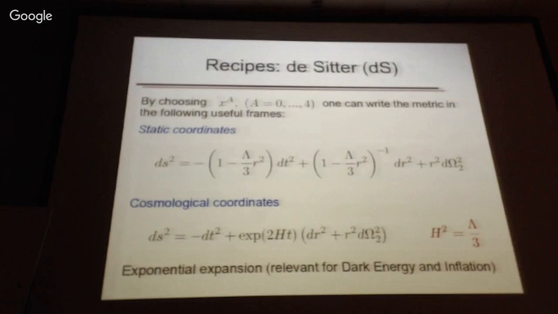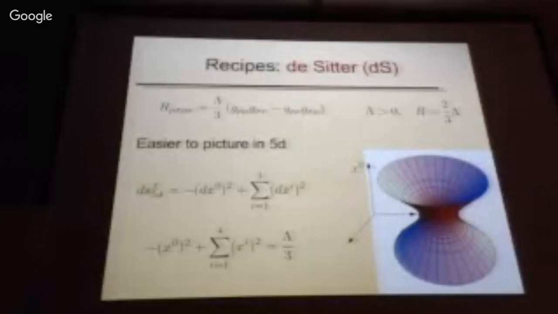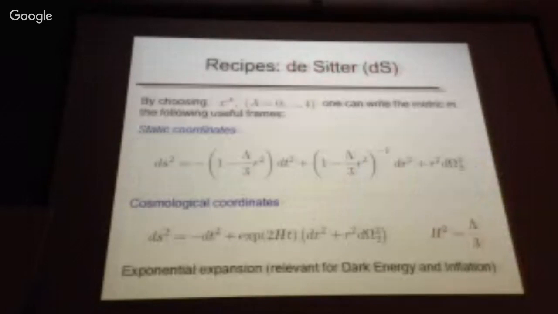So I got 5 coordinates, but then I have a relation between those 5 coordinates. That means I only have 4 independent coordinates. I can choose different representations or different frames of these coordinates. And if I do that, I can write the de Sitter metric in different useful ways.